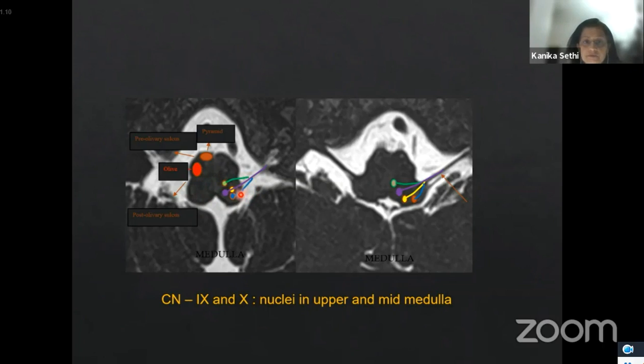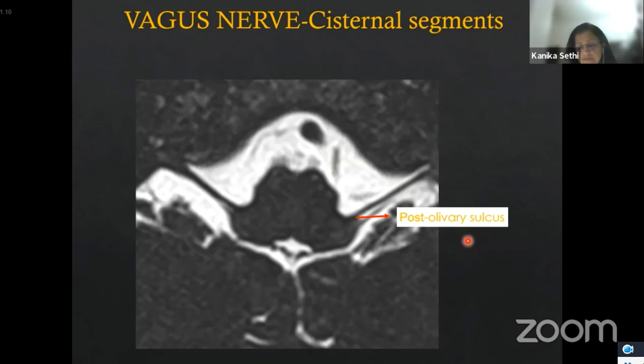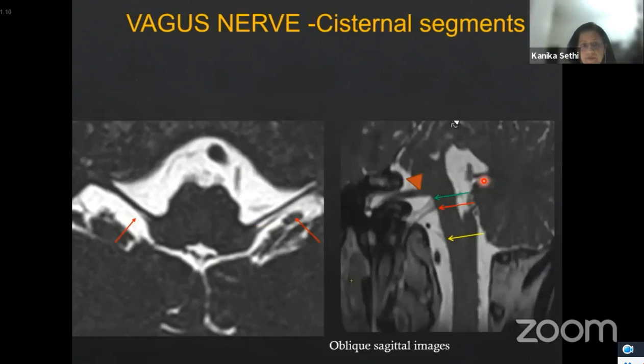Then the nerve arises from the post-olivary sulcus. So these are the 9th, 10th, and 11th all together from the post-olivary sulcus. So this is the cisternal segment of the nerve. Again, a section at the level of upper and mid medulla. These are showing the cisternal segments.